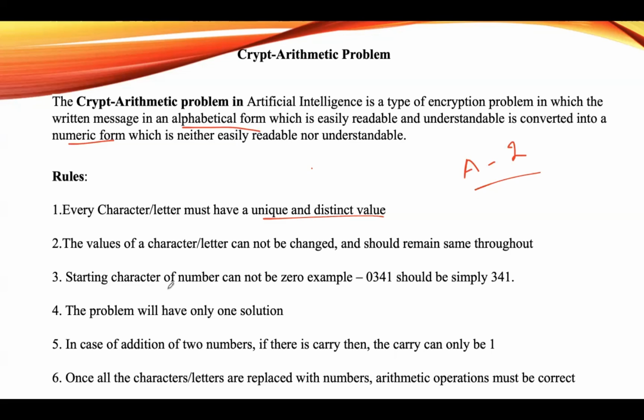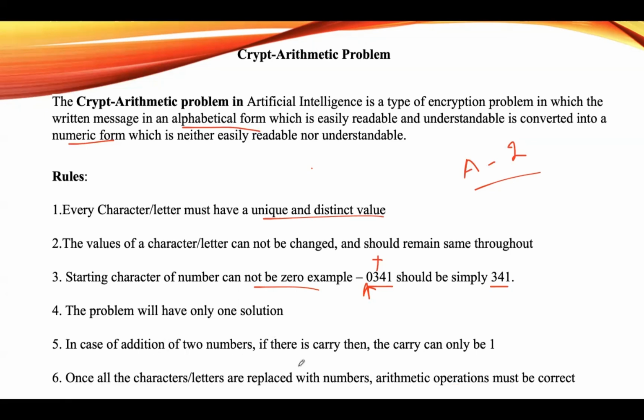And the third one: the starting character of a number cannot be 0. So this is not allowed. The starting value of the character should not be 0. So you need to write it as 341 instead of 040341. And the problem will have only one solution. And suppose there is an addition of two numbers, then the carry should only be 1.